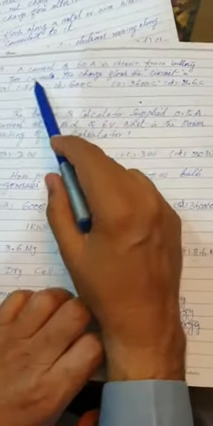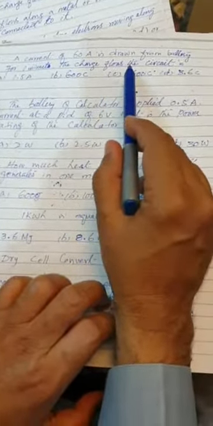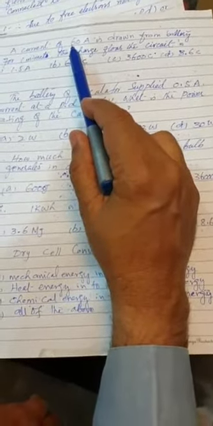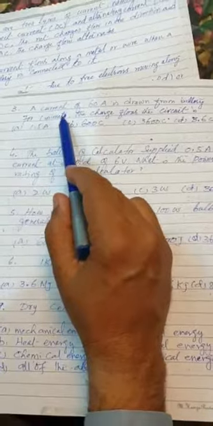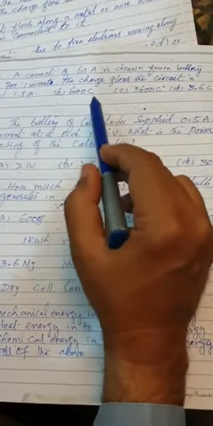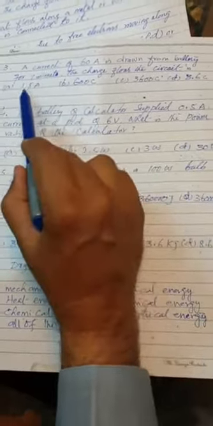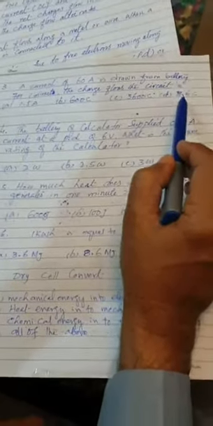Number 3, a current of 60 ampere is drawn from the battery for 1 minute. The charge flow in the circuit is. Here two quantities are given. One current 60 ampere and time 1 minute. Charge, again charge Q is equal to I into T. I multiply by the time, then answer will be checked.